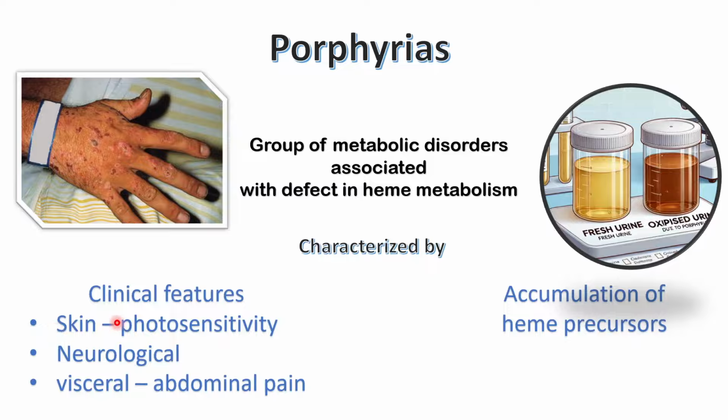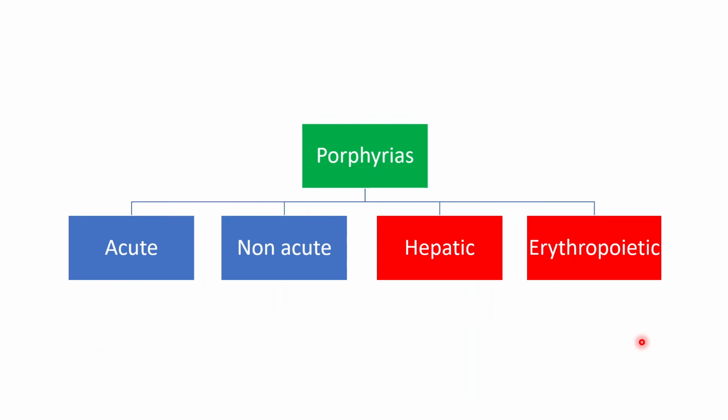Also, porphyria is characterized by the accumulation of heme precursors. Depending upon the metabolism that is defective, certain heme precursors are accumulated, and based on that, porphyrias are identified. So let us look at the porphyrias. Clinically, porphyrias can be either acute, non-acute, hepatic or erythropoietic.